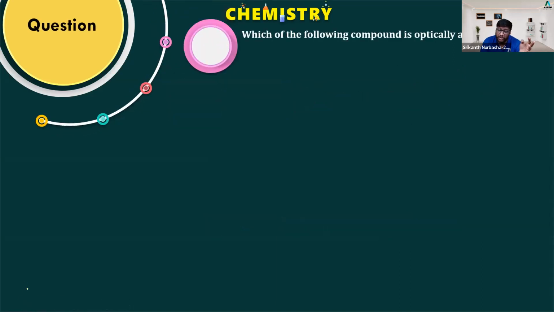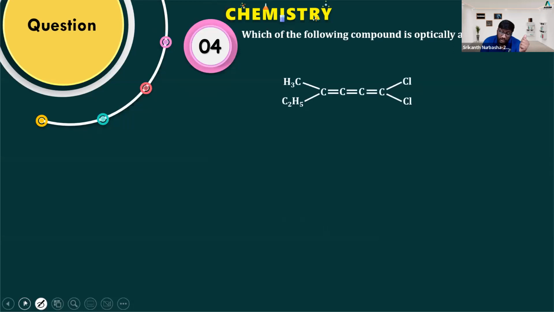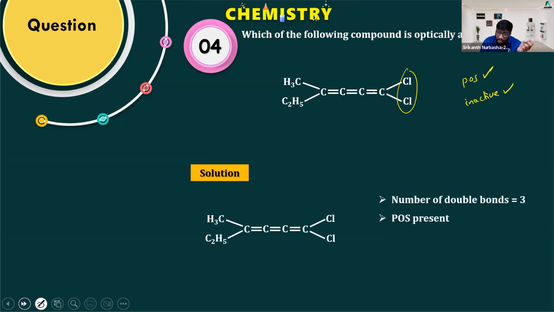Which of the following compounds is optically active? CH3, C, C2H5, C double bond, C double bond, C double bond, C, Cl, Cl. Both chlorines are same, and also we have odd number of double bonds. So there is no possibility, plane of symmetry is present, so inactive. Number of double bonds 3, plane of symmetry present, so optically inactive.